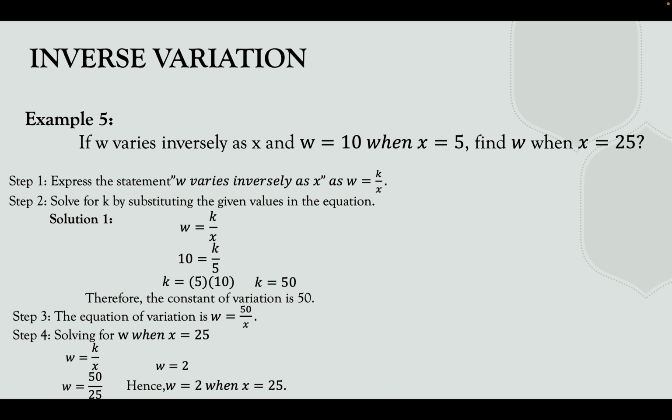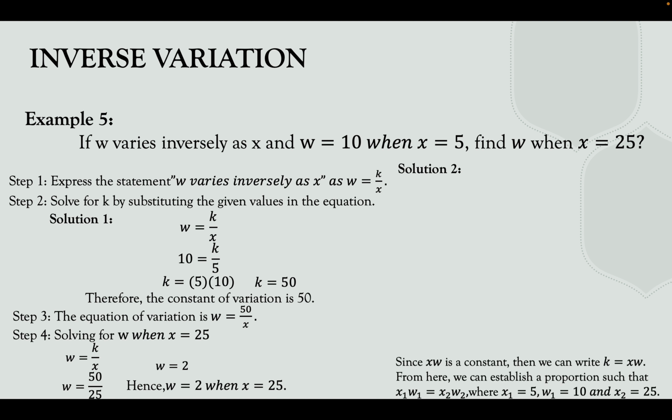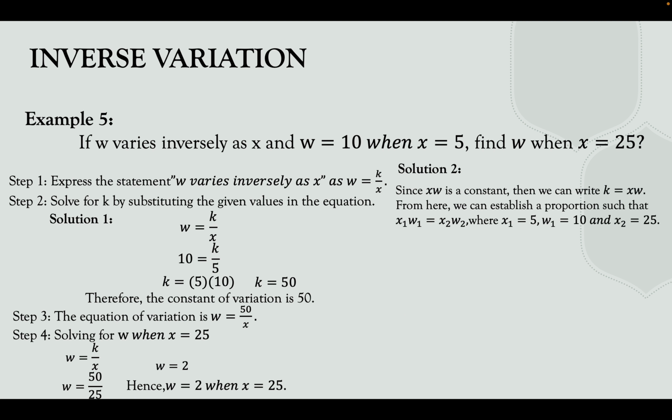Let's try another solution in finding the missing values of an inverse variation problem. Since x times w is constant, we can write k equals x times w. From here, we can establish the proportion such that x sub 1 times w sub 1 equals x sub 2 times w sub 2, where x sub 1 is 5, w sub 1 is 10, and x sub 2 is 25. Now, we just need to substitute the values. So we have 5 times 10 equals w sub 2 times 25.